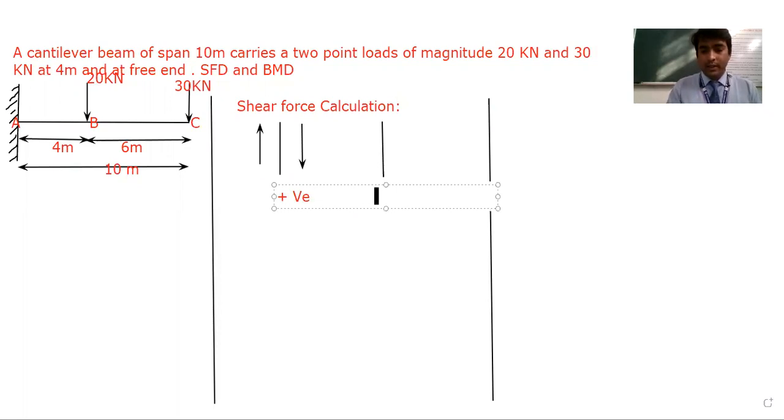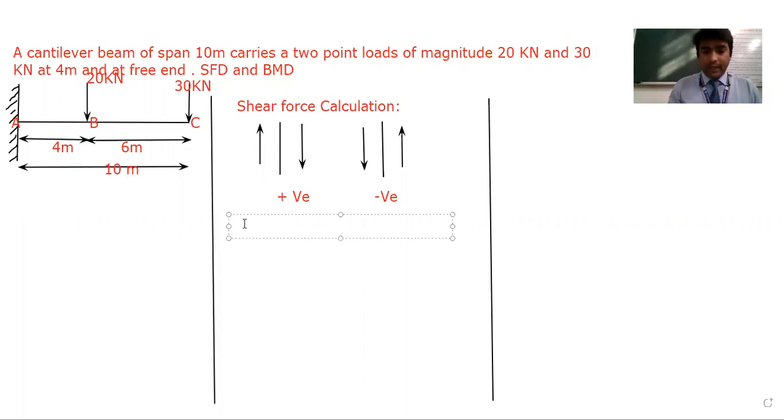And here is a negative sign convention, exactly opposite to the positive one. In this case, the left side force is downward and the right side force is upward. Then it is considered a negative sign convention. Now we will solve the shear force calculation.